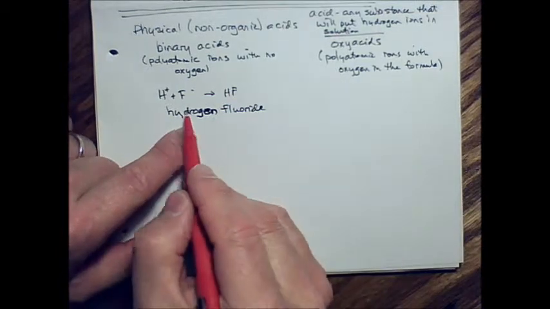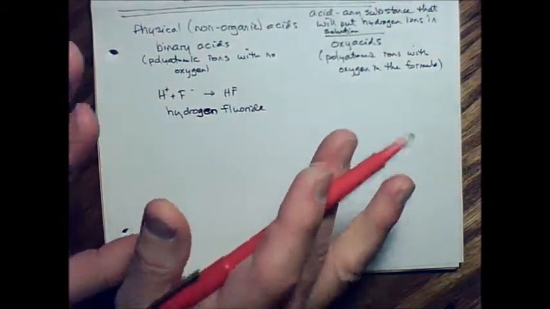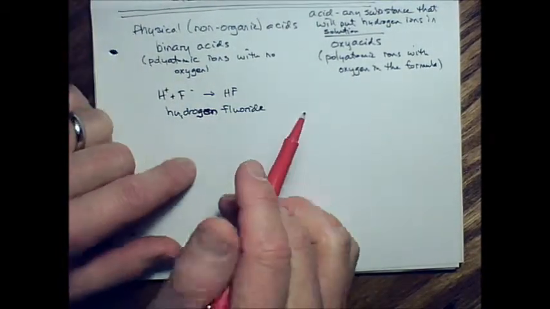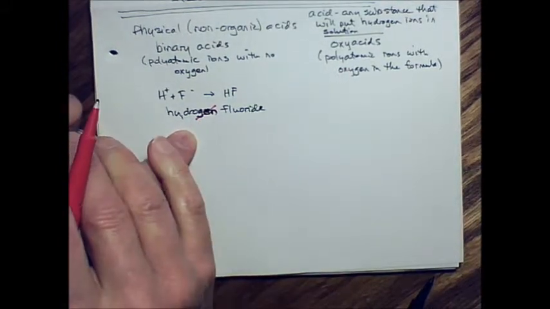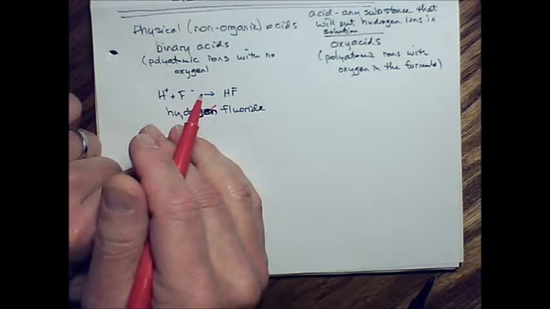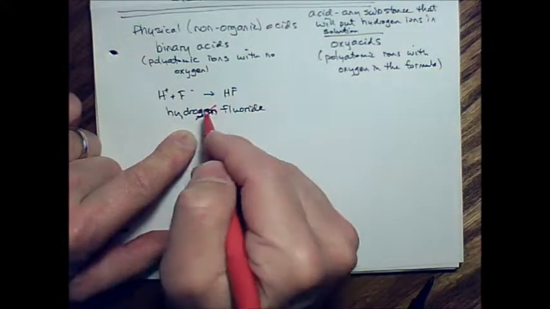Now, when we have a binary acid, these rules apply to binary acids only. Okay, we got a different set of rules for oxy acids. We're going to get rid of the gen. Okay, we're going to get rid of the gen.